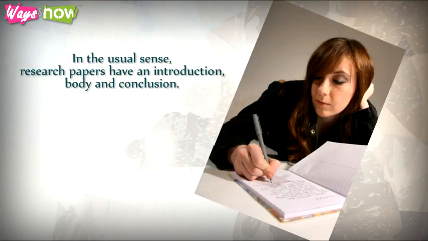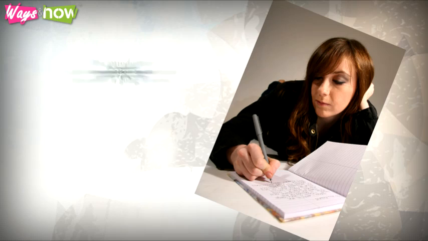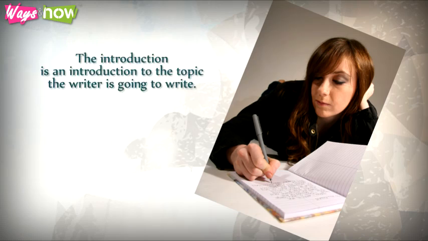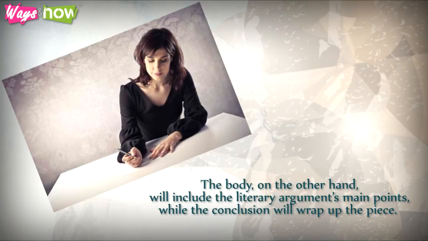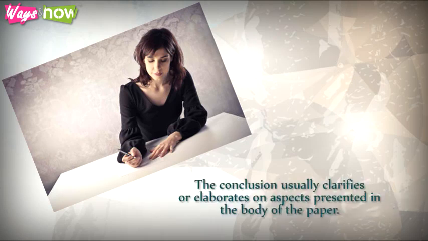In the usual sense, research papers have an introduction, body, and conclusion. The introduction is an introduction to the topic the writer is going to write. The body, on the other hand, will include the literary argument's main points, while the conclusion will wrap up the piece. The conclusion usually clarifies or elaborates on aspects presented in the body of the paper.